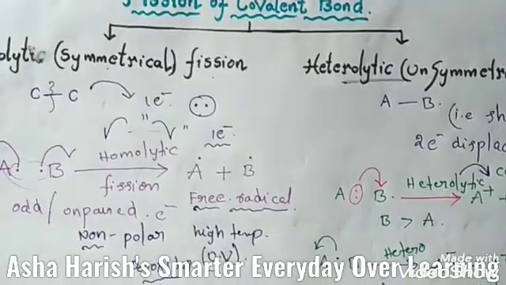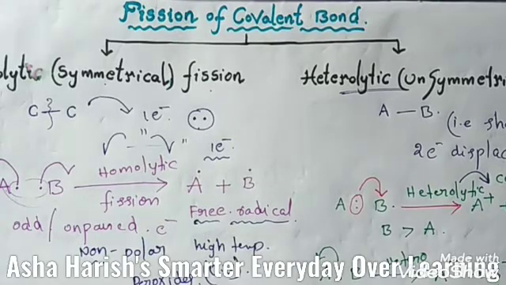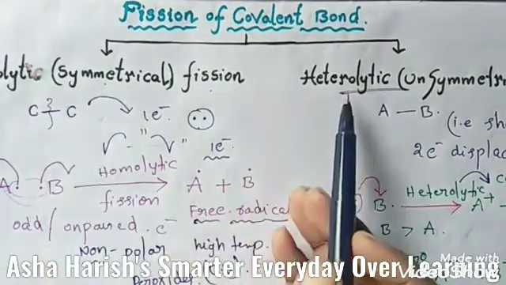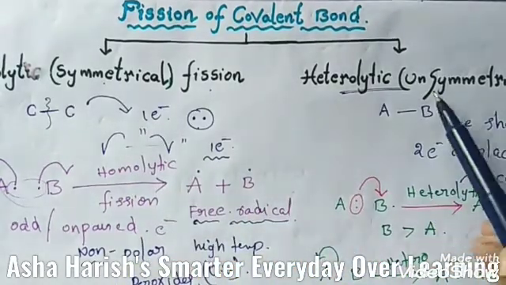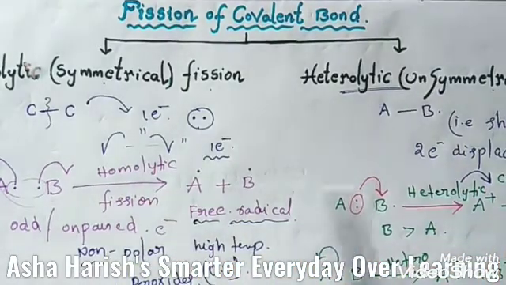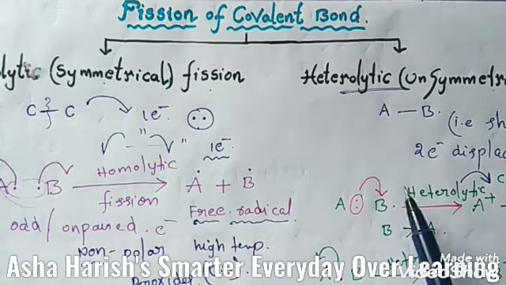Okay students, this is about fission of covalent bond, homolytic and heterolytic. Homolytic is nothing but symmetrical fission, and heterolytic is nothing but unsymmetrical fission. So these are the examples. Now let's see about electrophiles and nucleophiles.